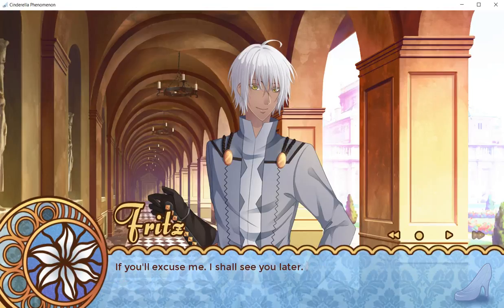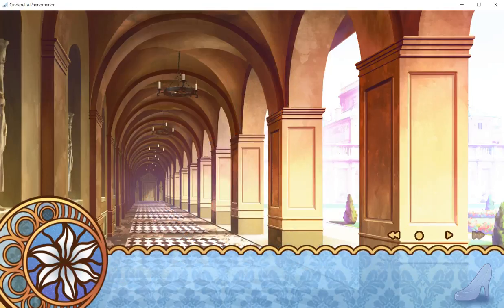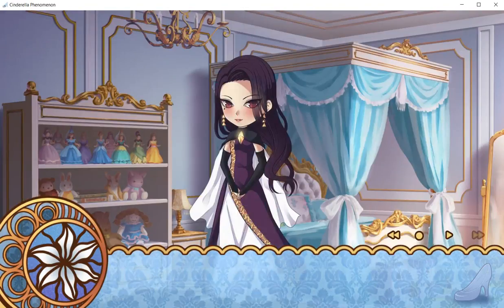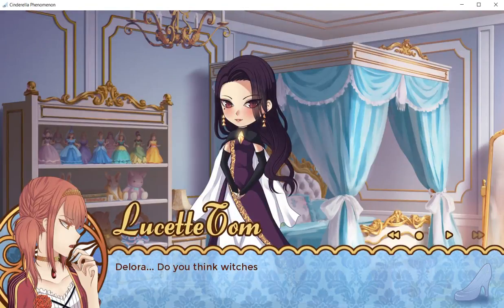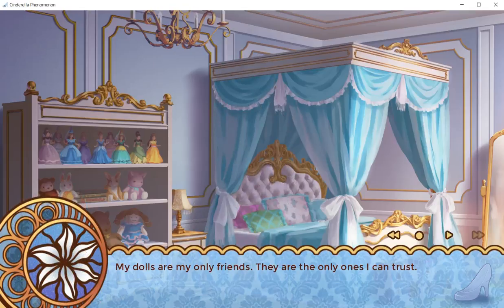If you'll excuse me, I shall see you later. Delora, do you think witches are capable of bringing back the dead? I wish you could talk to me, you and the others. My dolls are my only friends, they're the only ones I can trust. Unlike humans, they will never betray me. They will never hurt me, they will always be there for me.